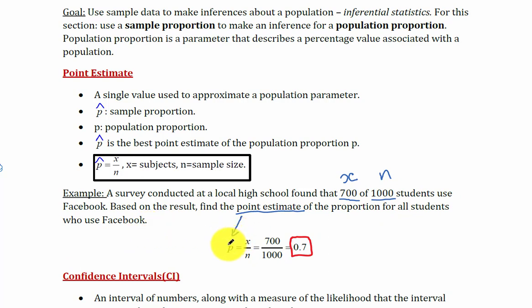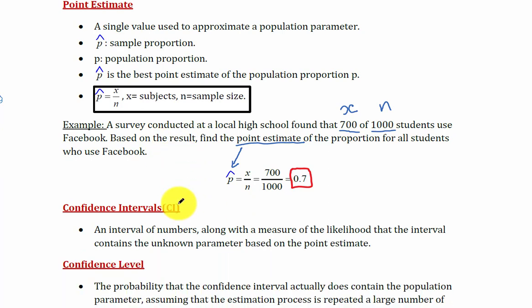The point estimate is represented by p hat, which is x over n, where x is the number of subjects in question, divided by the total n, which is the sample size. In this case, we took the sample size of 1,000 students, so n is 1,000, and only 700 of them responded that they use Facebook, so that is the number of subjects in question. So 700 divided by 1,000 is 0.7. So 0.7 is the point estimate for this example.